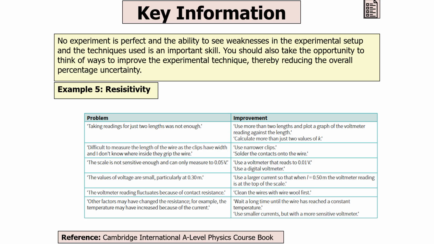The voltmeter reading fluctuates because of contact resistance, so you could clean the wires with wire wool first, or other factors may have changed the resistance. For example, the temperature may have increased because of the current. Wait a long time until the wires reach a constant temperature, or use a smaller current but with a more sensitive voltmeter. So there are some examples of how you could improve experimental methods.